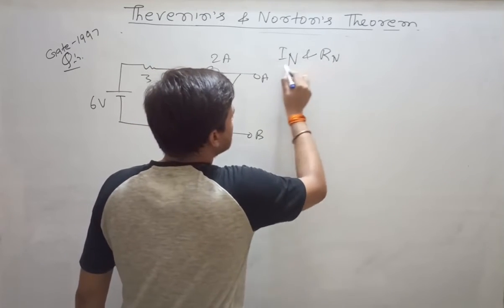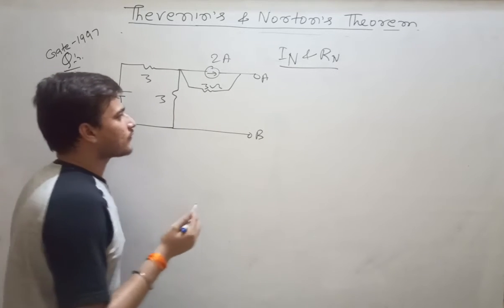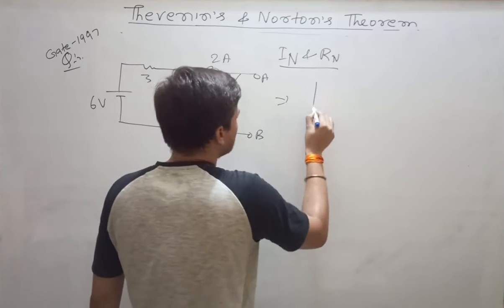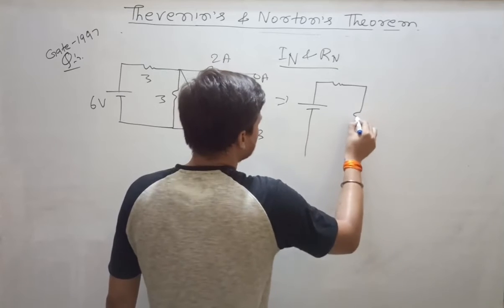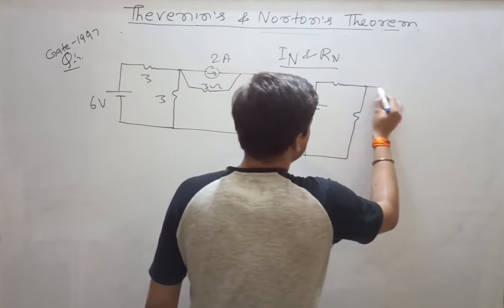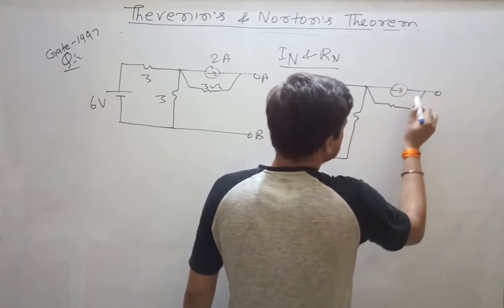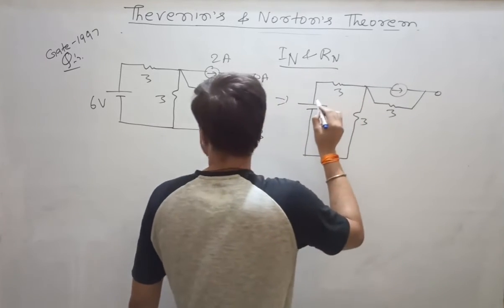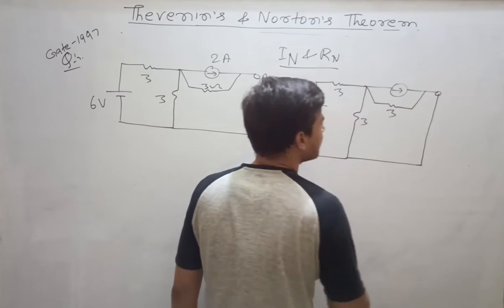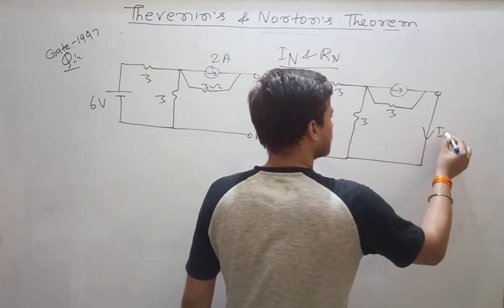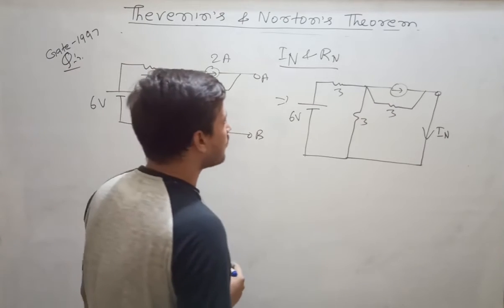So let us see how to find. What you will have to do to find In? We'll have to short circuit the load terminal. So here this is the current source, this is resistance 3 ohm, 3 ohm, and the voltage is 6 volt. We have to short circuit the load terminal. This current will be Norton's current. Clear?